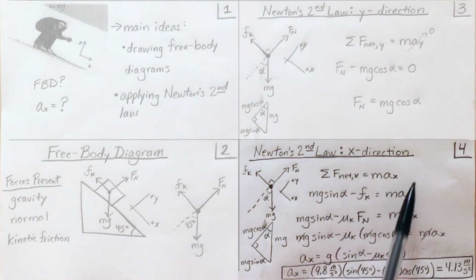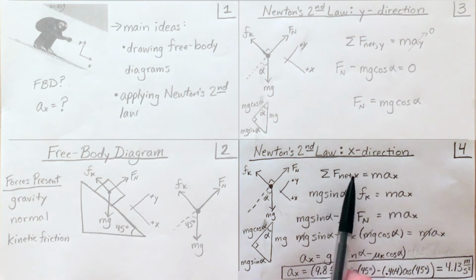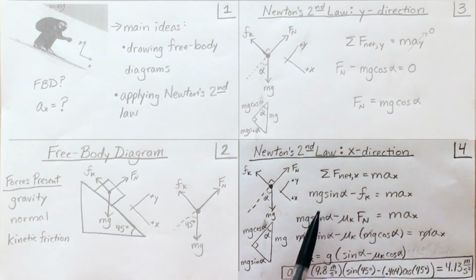To find the skier's acceleration down the slope, we write Newton's second law in the x direction. So we sum all the forces that act in the x direction and set that equal to the mass of the skier times his acceleration, which we're trying to find. The forces which act in the x direction are the x component of the gravity force and the force of kinetic friction. We know from trigonometry that the x component of gravity is equal to mg times sine of this angle alpha. We therefore write the x component of gravity as mg sine alpha here.